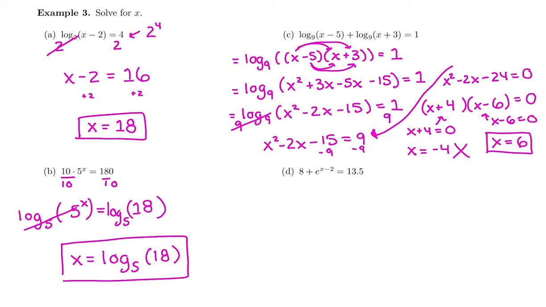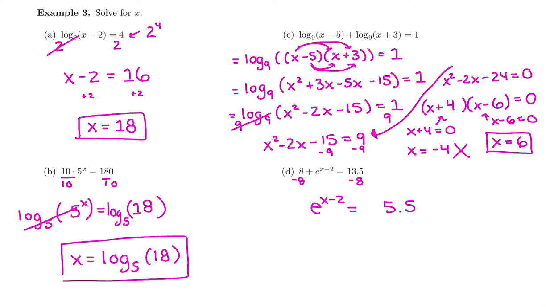Let's do that same thing with this base e. We're solving for x up in the exponent. So first thing I need to do is get that exponent on one side by itself. So I'm going to take 13.5 and subtract that 8 over to the other side to try to get x a little bit closer to being by itself. So 13.5 minus 8 is going to give me 5.5 on that side. So I'm going to have e to the x minus 2 equals 5.5. I might leave a little bit of space again to convert to a log.